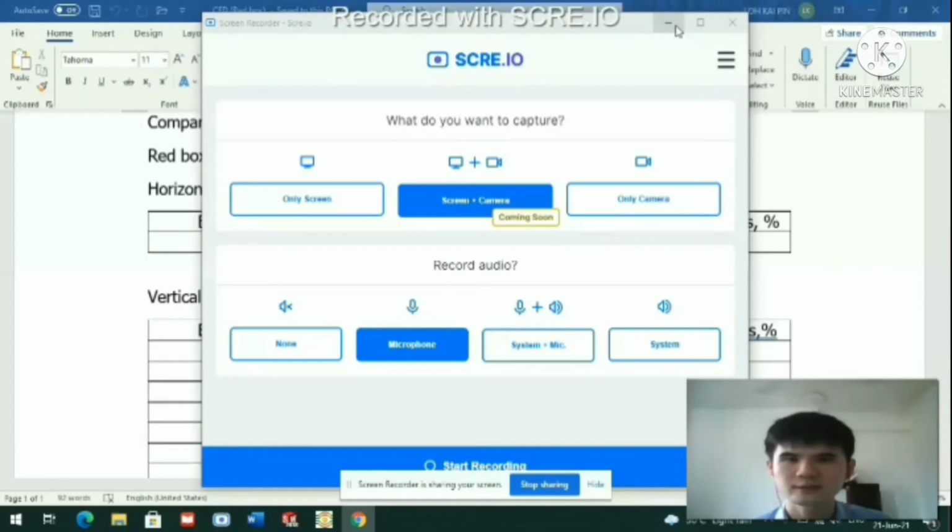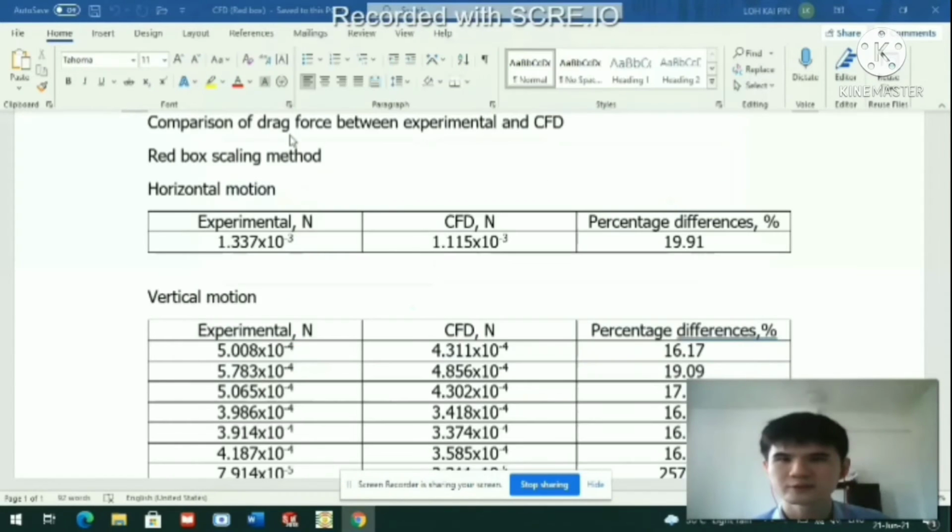Thank you, sir. By using the experimental velocity, we can find the force by using SolidWorks software as well. If we get the values from SolidWorks, we can compare them with the experimental force to find the percentage difference.